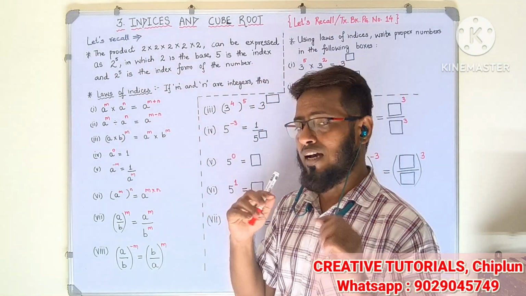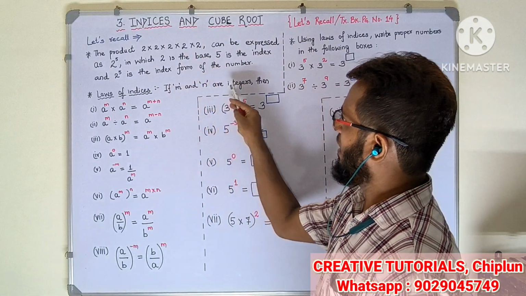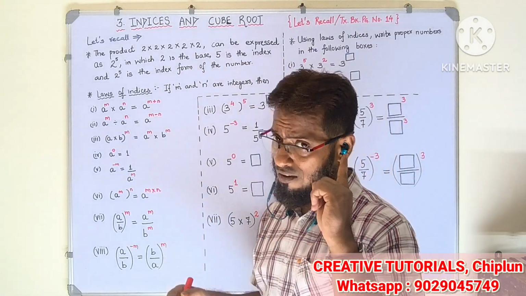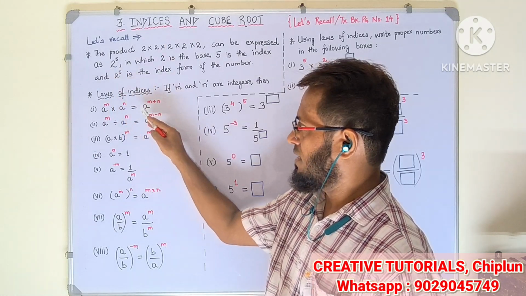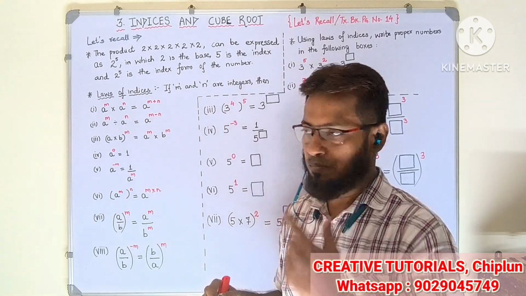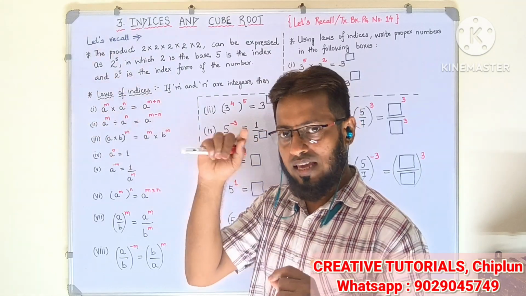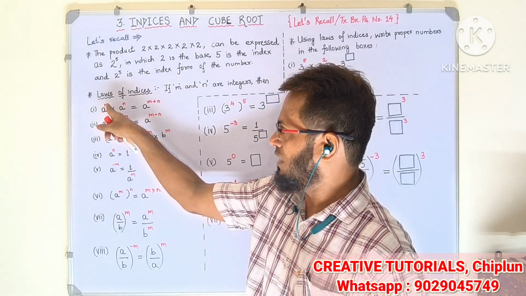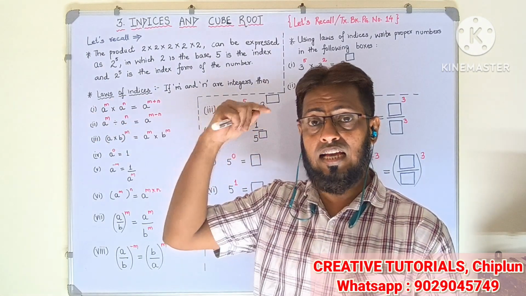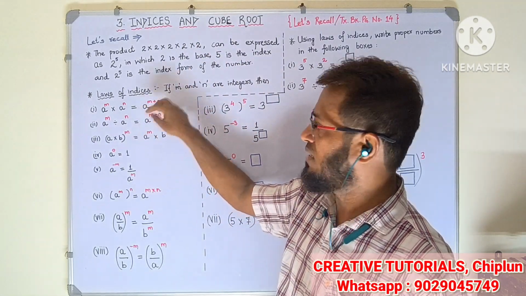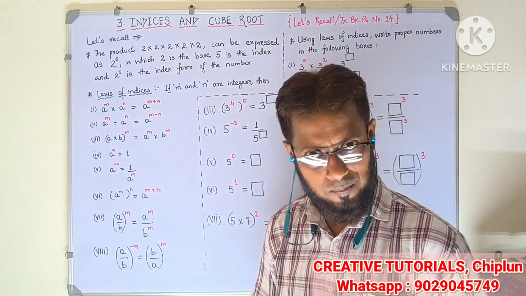There are some laws of indices also that we had taken care of in our previous standards. Let's recall those also. If m and n are integers, then our first law says that a raised to m multiplied by a raised to n is equal to a raised to m plus n. That means if we have two numbers with the same base, a, and they are getting multiplied, then their indices or powers get added. The base remains as it is, and the powers m and n get added, so we get a raised to m plus n.